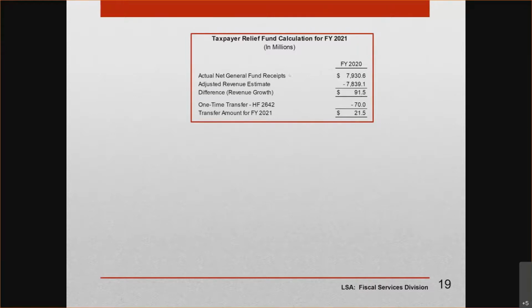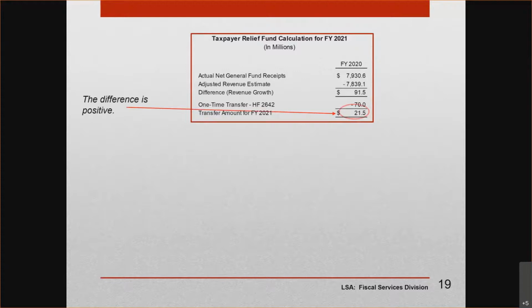Well, something unique happened in the last session, which was a one-time thing, where the General Assembly passed House File 2642, and they reduced the amount that was going to be transferred to the Taxpayer Relief Fund. So they reduced the calculation by $70 million. So really, what ended up happening is that the transfer amount was reduced from $91.5 million down to $21.5 million. But still that difference is positive.